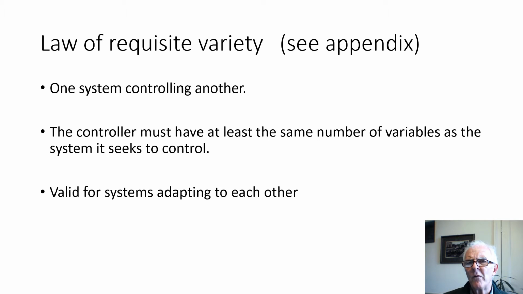And he said that if one system is controlling another, then the controlling system must have at least the same number of variables as the system it seeks to control.